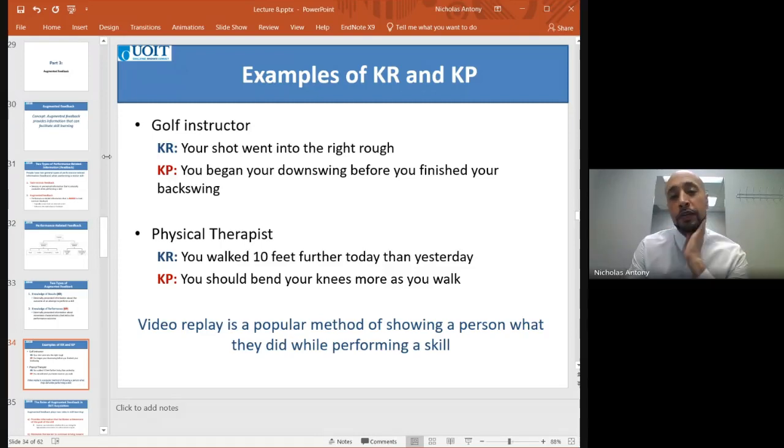Because when we talk about, for example, like look at the physical therapist example of using augmented feedback with someone. So think of like a stroke patient, right? Talking about the outcome, so KR, so knowledge of results, you walked 10 feet further today than you did yesterday. Great job. So he's giving them awareness. Oh, I did that much further today. Whereas knowledge of performance, so the movements, the physical therapist would say something like, you should bend your knees more as you walk, because they're talking about like the movement patterns.